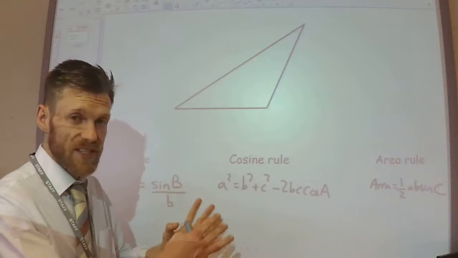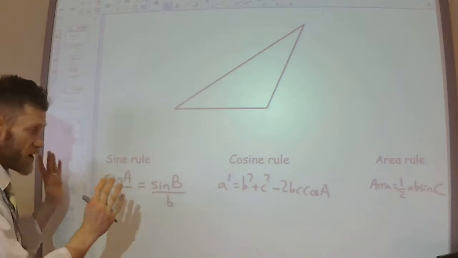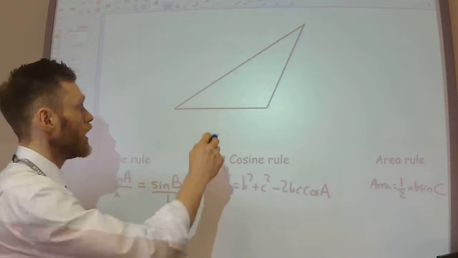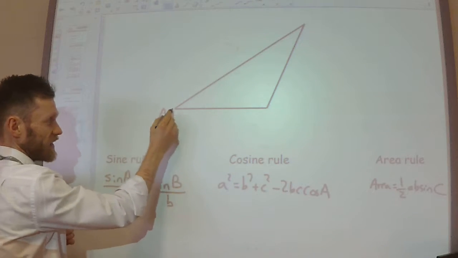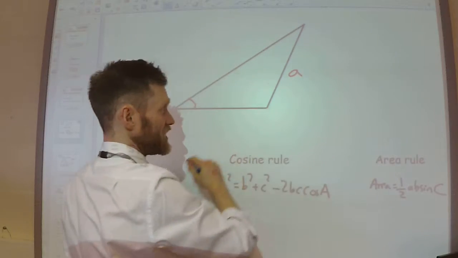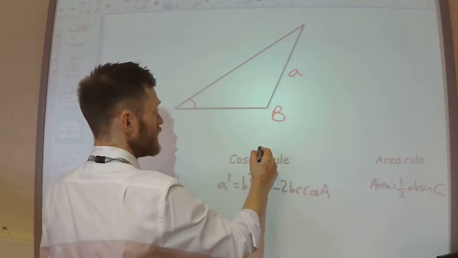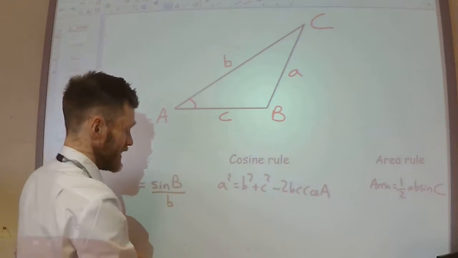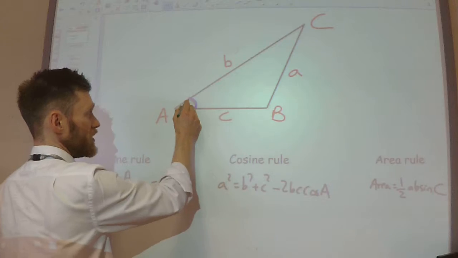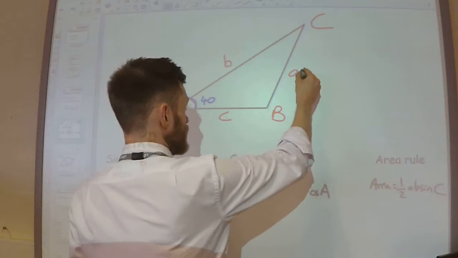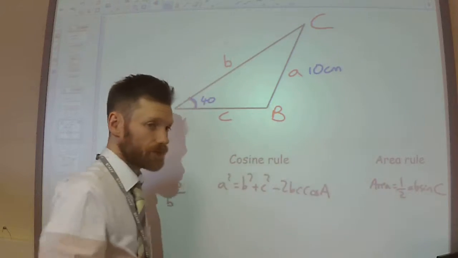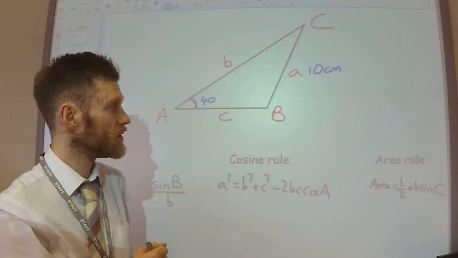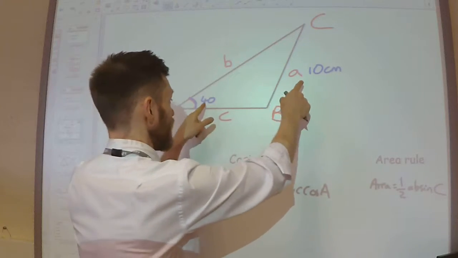In terms of when to use each of them, you use the sine rule when you have a pair. What I mean by that is, when you label it up, if I call this angle A here, this would be side A. If this is angle B, that will be side B, and if that's angle C, that will be side C. Now, if, for example, I knew that this was 40 degrees, and I know that this over here is 10 centimetres, then I have a pair, because these match up, and I know both of those pieces of information. So in this case, I would use the sine rule.